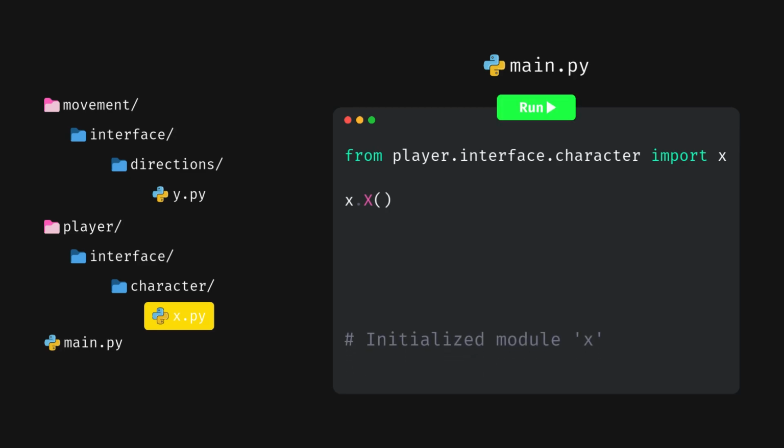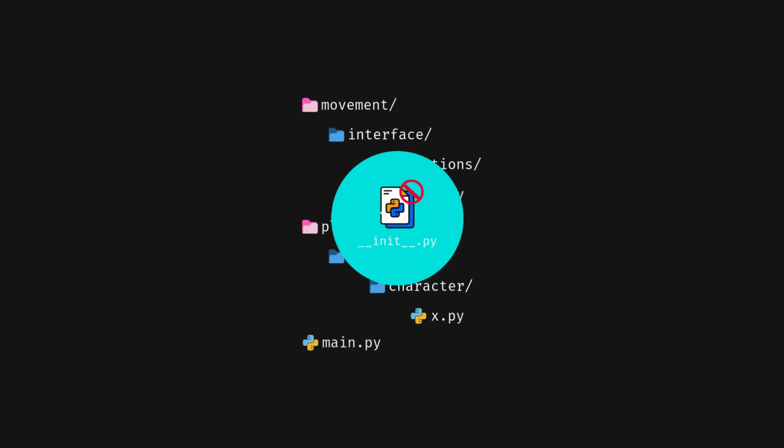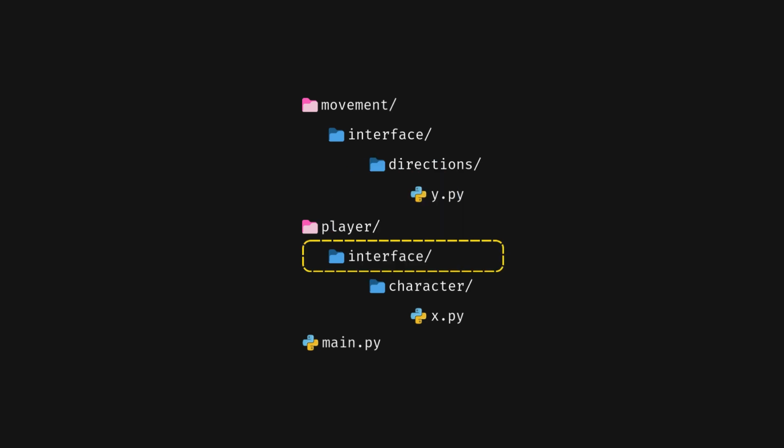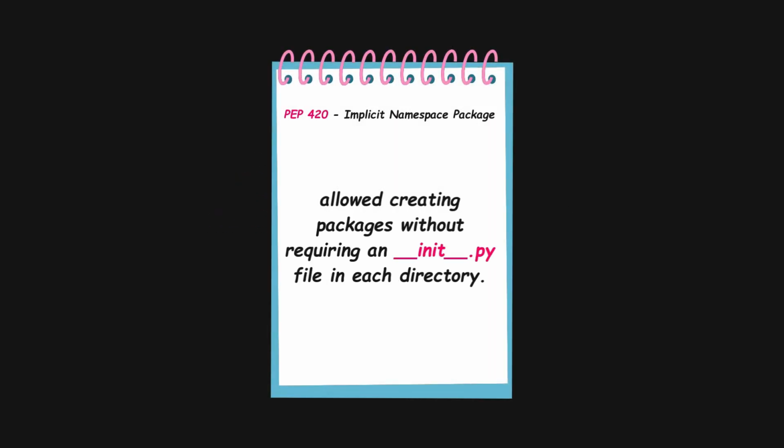When we run this, we can see it actually worked. But how? And that's too without the init file. That's because Python treated this directory as a namespace package. Now, what's this? Since version 3.3, Python supports namespace packages, thanks to PEP 420. This PEP allows creating a package without an init file.